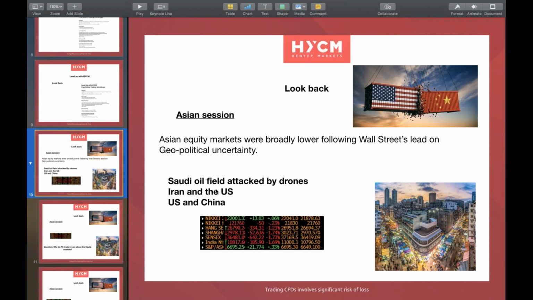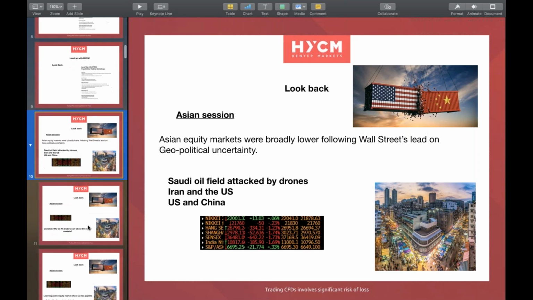So the Asian equity markets were broadly lower. We had the Shanghai Composite down, the Hang Seng down a full percent. Whenever you see equity markets down a full percent, you want to take notice of that. The Nikkei was broadly flat. We had some strength in the Australian 200 equity market. So broadly lower, that's the major theme coming out of the Asian session.